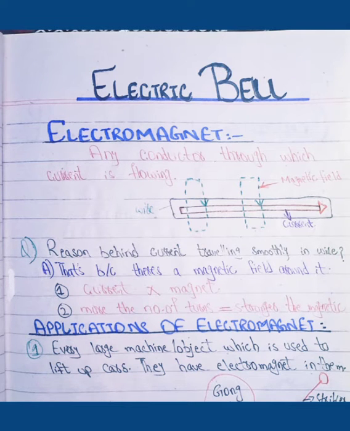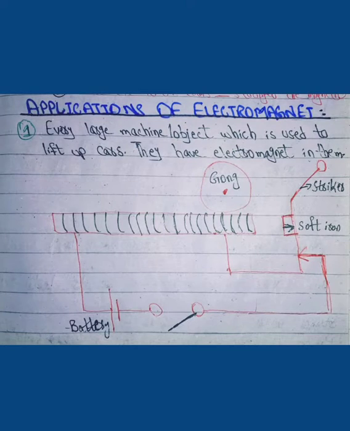Number two, the second application which is most commonly used in our daily life: electromagnets are used to separate metal objects from junk grounds. So the machine or object which is used to lift up the junk from the grounds works on the concept of electromagnetism.